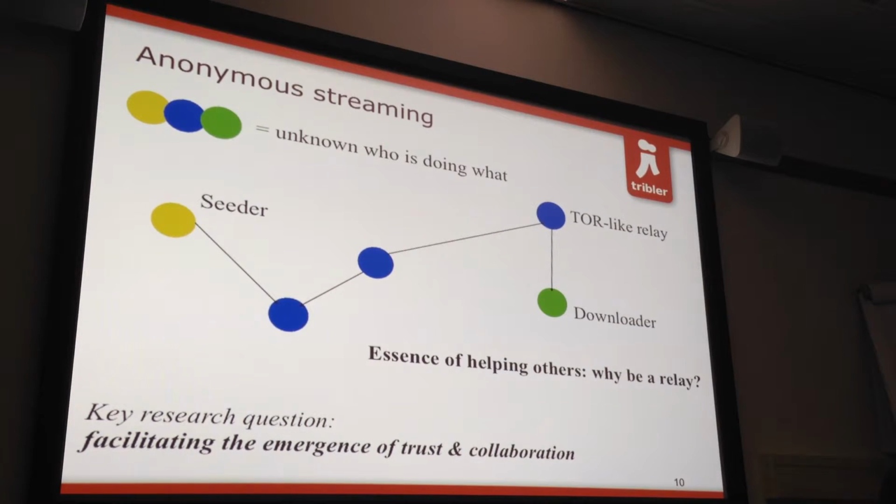And why would you be a relay? First, if there is objectionable content, you could be liable for that. People have been picked up for running a Tor relay. So there's actually a strong disincentive to become a relay.